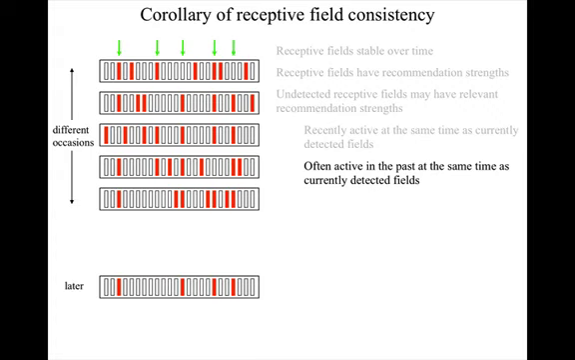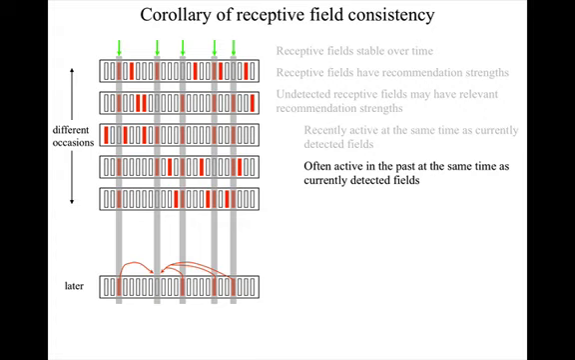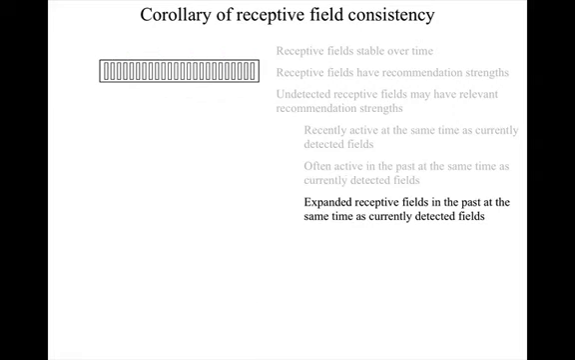Now, suppose that later some, but not all of this group, happen to be active again. Given the consistency of past simultaneous activity of the members of the group, it's plausible that the inactive member of the group may have some relevant recommendation strengths for the current situation. And it should therefore be indirectly activated on the basis of frequent past simultaneous activity.